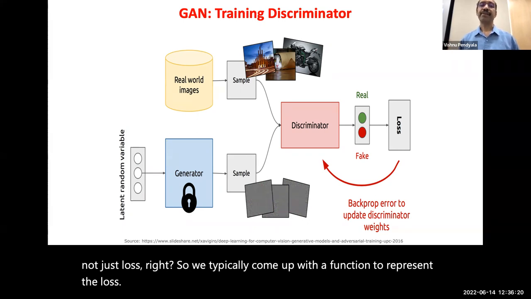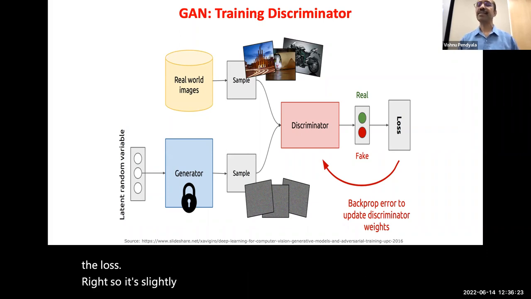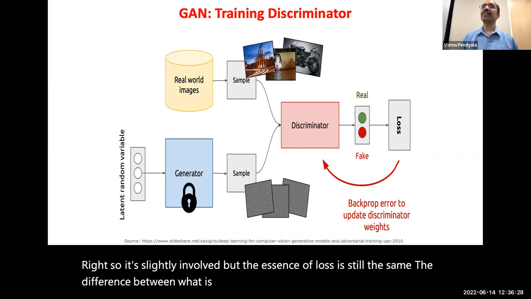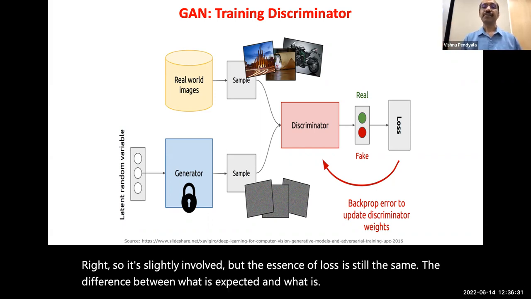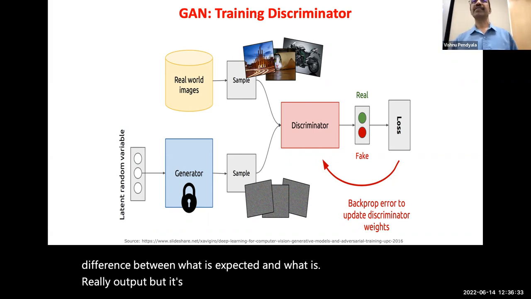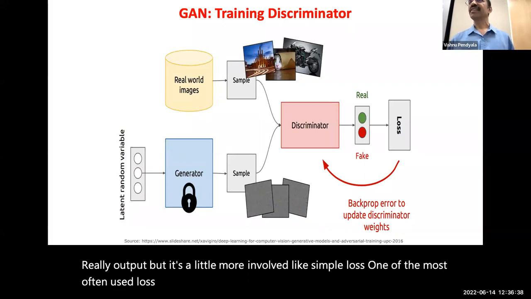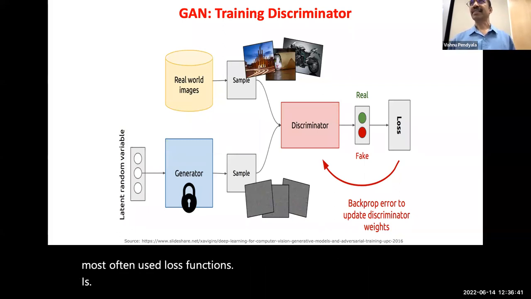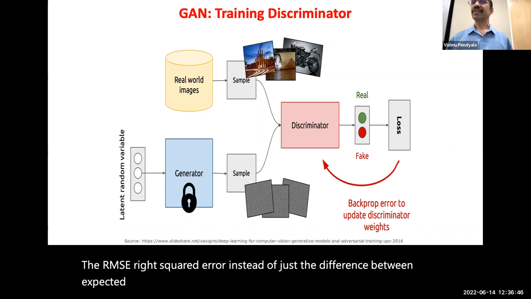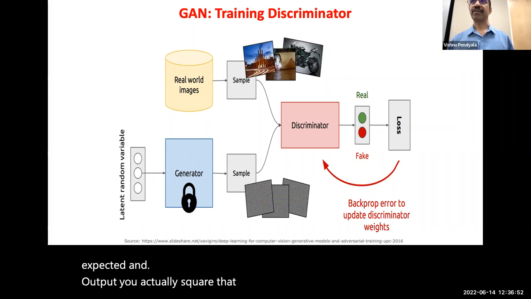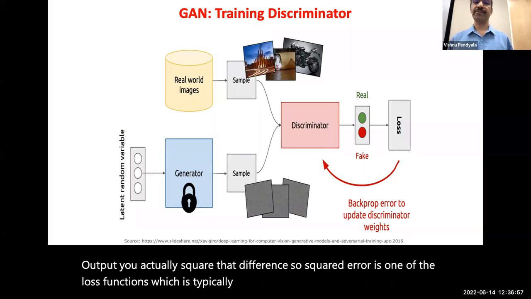So it's slightly involved, but the essence of loss is still the same, the difference between what is expected and what is really output. But it's a little more involved than a simple loss. One of the most often used loss functions is the RMSE, right? Squared error, instead of just the difference between expected and output, you actually square that difference. So squared error is one of the loss functions typically used in machine learning programs.